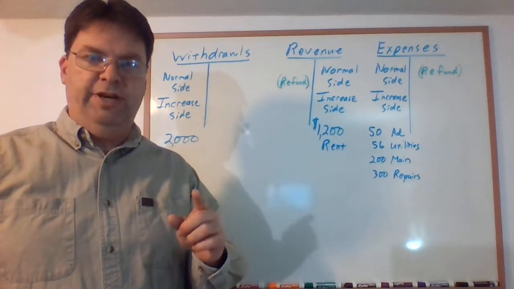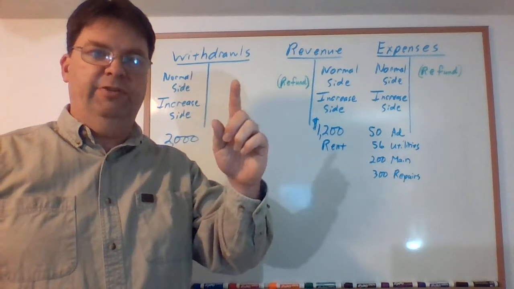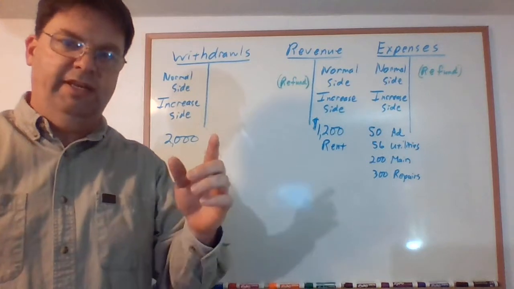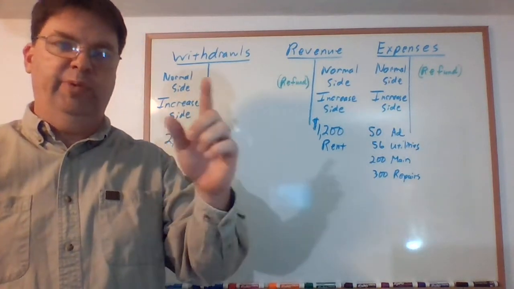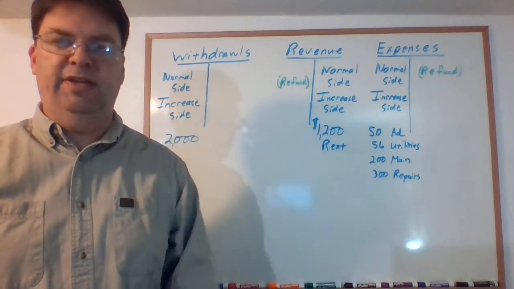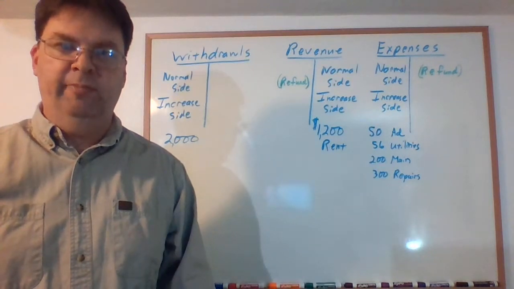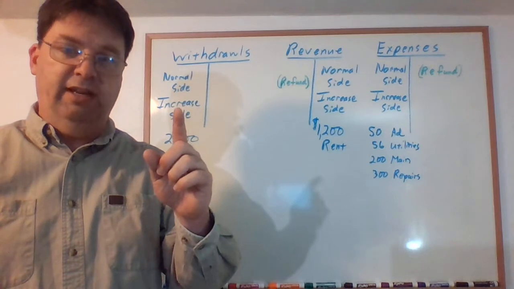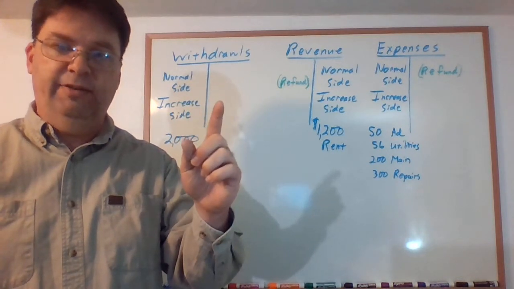Here we're taking a look at Chapter 5 in our three categories: withdrawals, revenue, and expenses. So what I've done is I've taken them, after explaining them in the last video, and put them in a T account, and this is how you're going to deal with them in the chapter. Now remember, to review, a debit is just on the left side and a credit is on the right side.